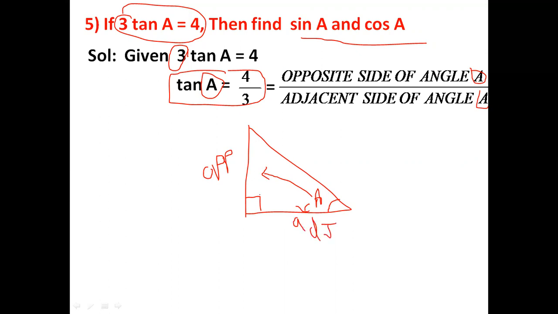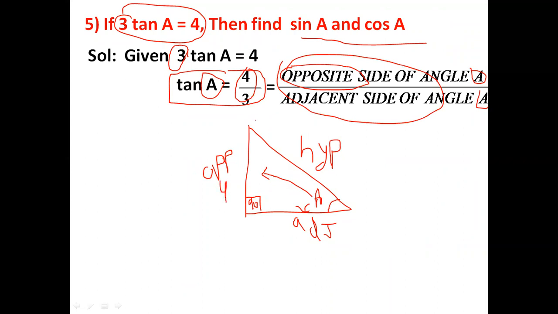Adjacent side. So this is the hypotenuse, because it is opposite to the 90 degrees. Here, if you observe, you compare this ratio and this ratio. 4 by 3 is equal to opposite side by adjacent side. So you equate the numerators. Opposite side is equal to 4, so here you write 4. Adjacent side length is 3 units, so here you write 3.